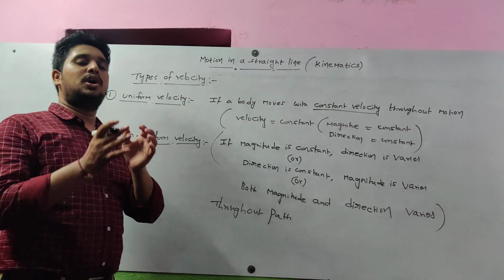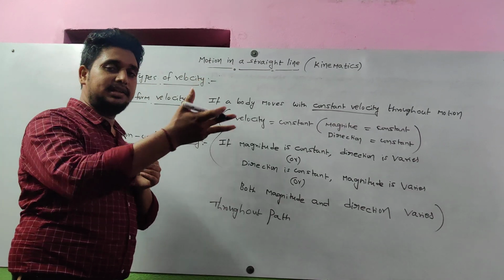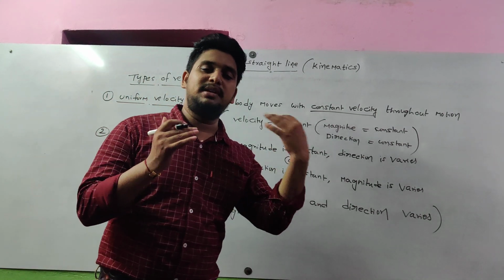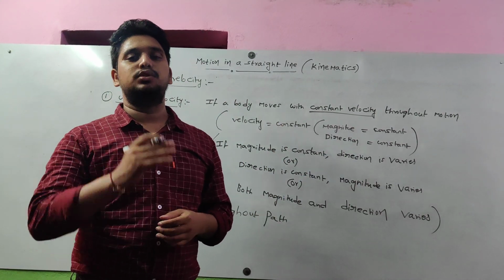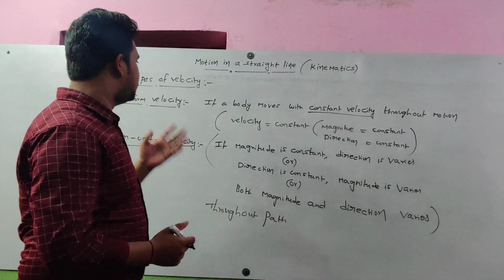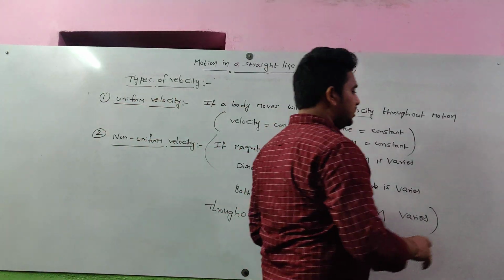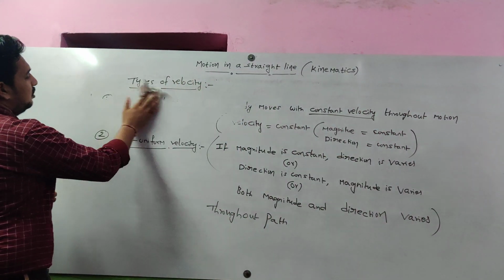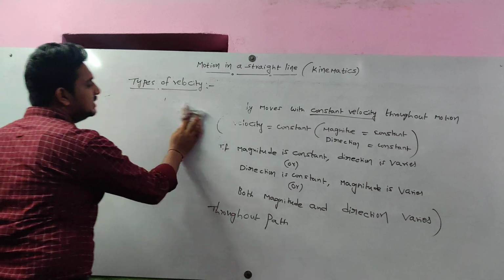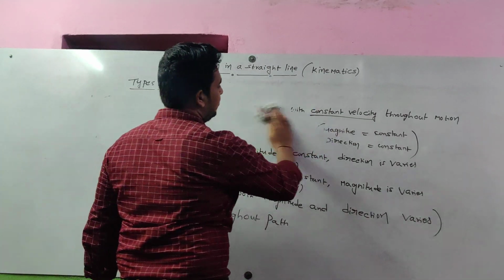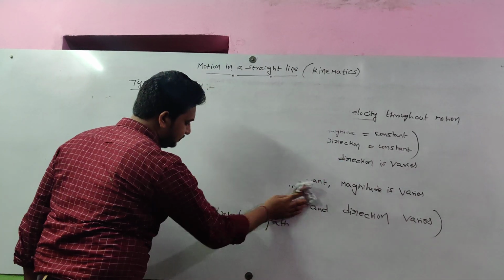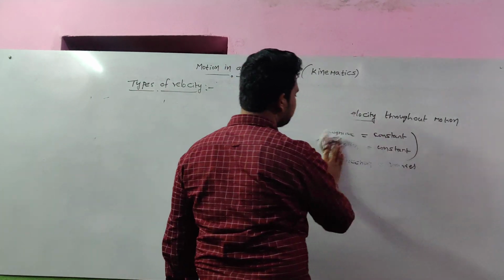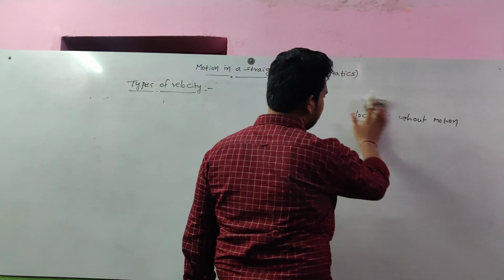Whenever a body has constant magnitude and varying direction, or constant direction and varying magnitude, or both direction and magnitude vary, then the body is said to move with non-uniform velocity. Uniform velocity, non-uniform velocity. Next, the third type: instantaneous velocity. Before discussing instantaneous velocity, I explain one example.